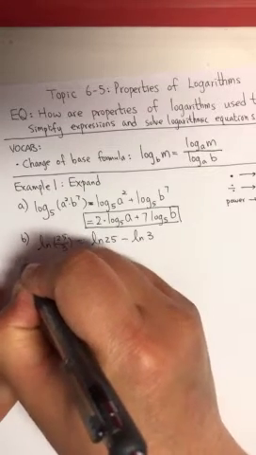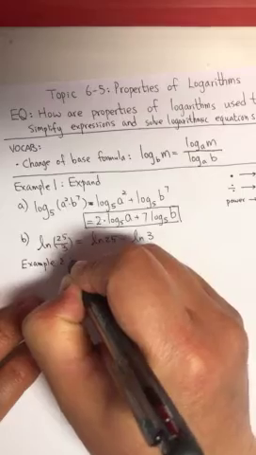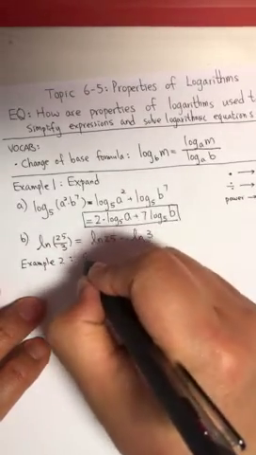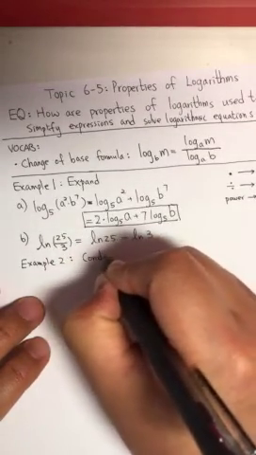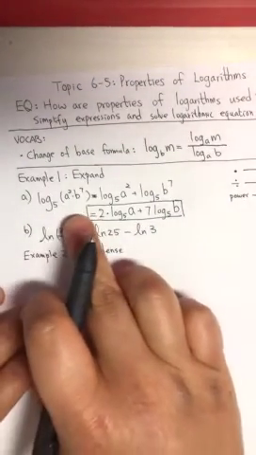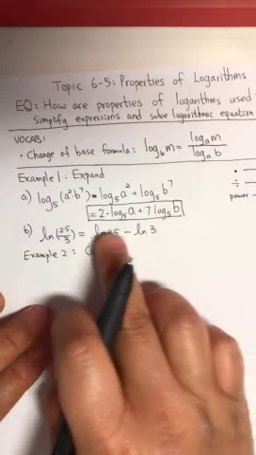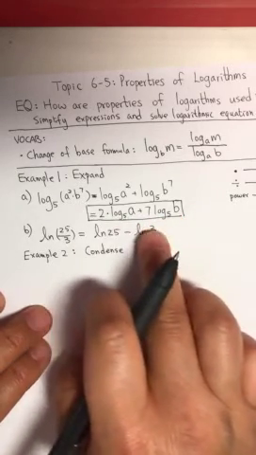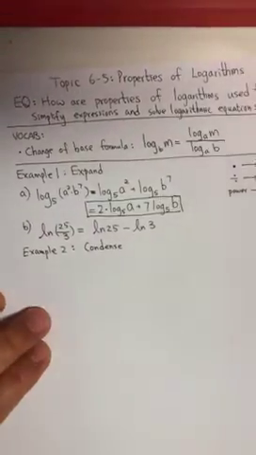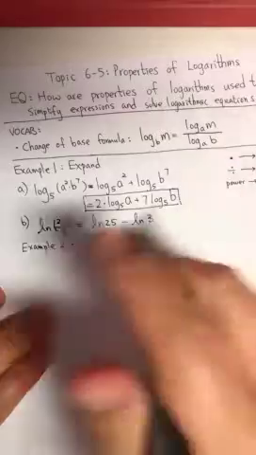So if you can do expansions, what do you think our next example is going to be? Condense, right? If you can take one term and split it into multiple terms, can you go back from multiple terms and condense it to one term? So this time you will have to think the other way, okay?